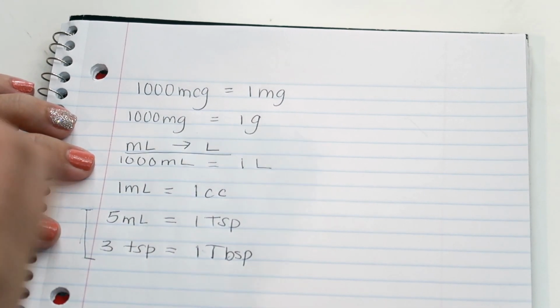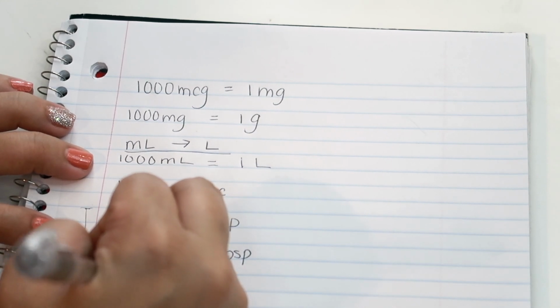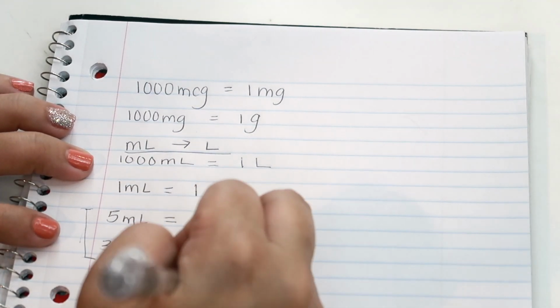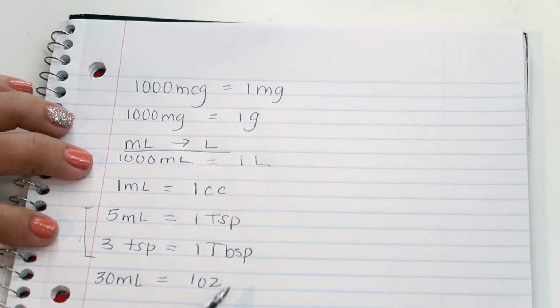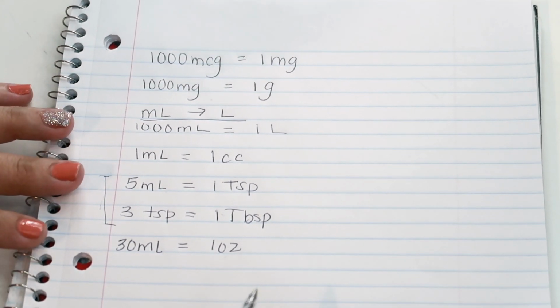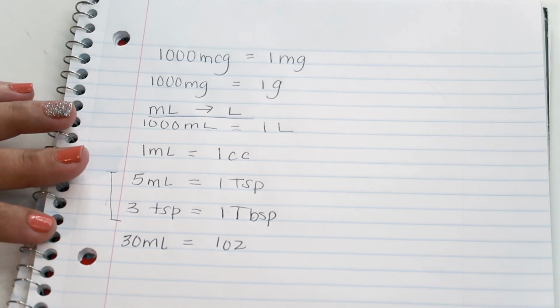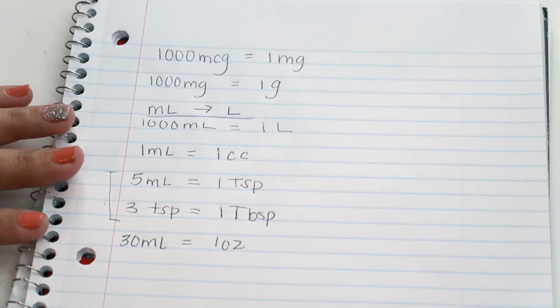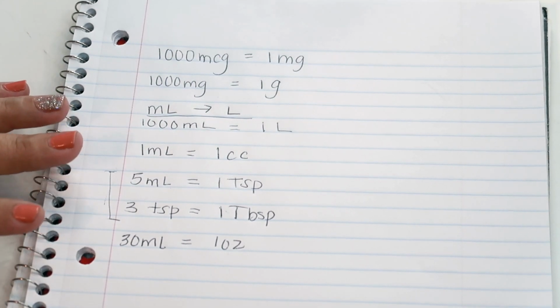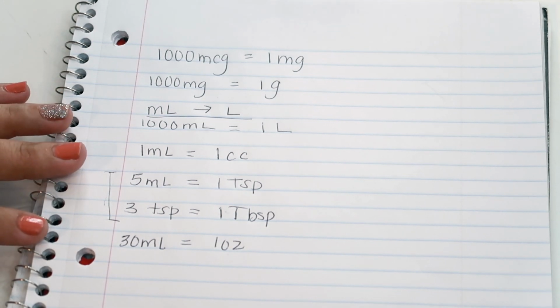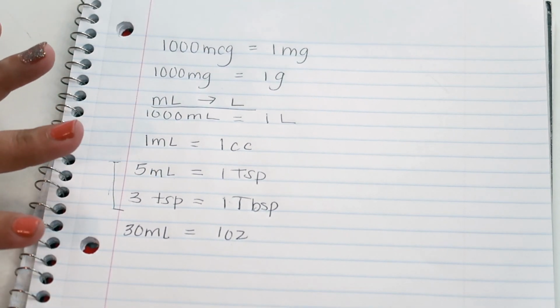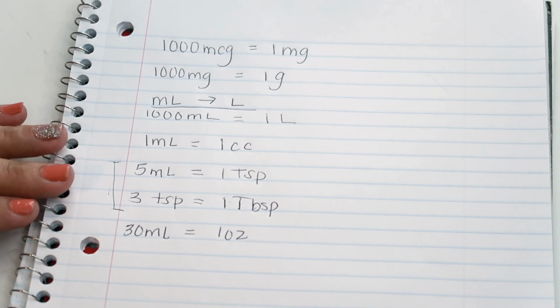Next, we're going to do 30. So 30 milliliters equals 1 ounce. This is very important as well, especially in pediatric dosage calculations, and as well as liquids. Say you have a CHF patient that is on liquid restrictions and they drank 6 ounces of orange juice, you have to be able to convert that into milliliters if they are on fluid restrictions. All of this will make sense once you memorize and you see the dosage calculations questions.